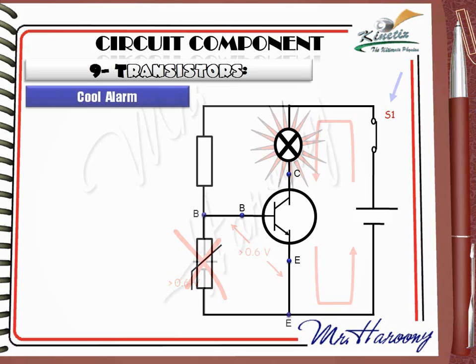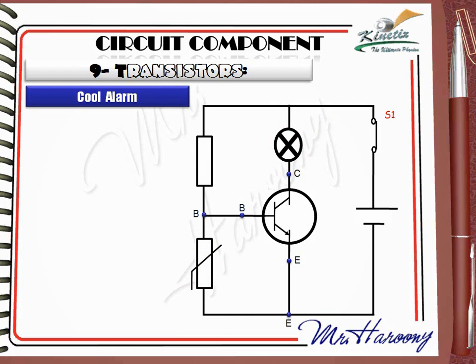Let's start with the cool alarm. Between the base and the emitter, we added a thermistor instead of a cell. This thermistor is in series with a fixed resistor. Let's see how it works.